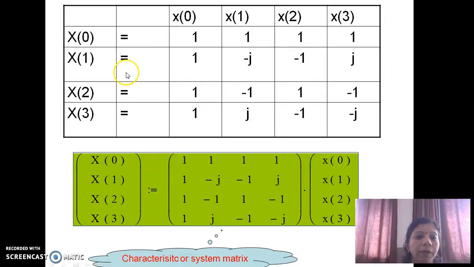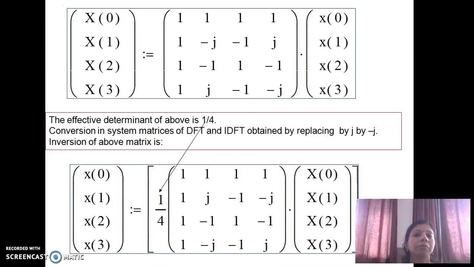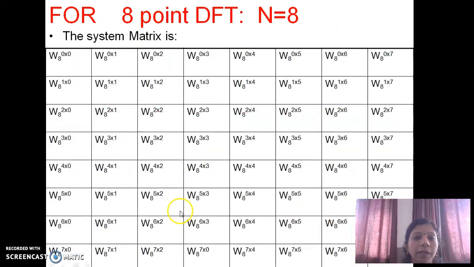So we have, in the matrix format, X of 0 to X of 3. This is the output of the DFT, and these are the input samples from x of 0 to x of 3, with the matrix of twiddle factors. This is also called the characteristic or system matrix. Here we have x of 0 to x of 3 with this, and this is for the IDFT.